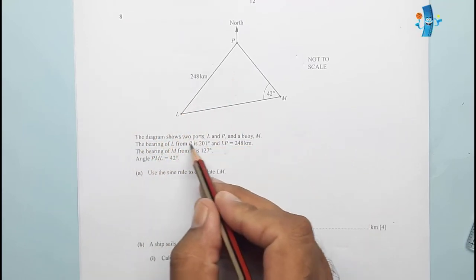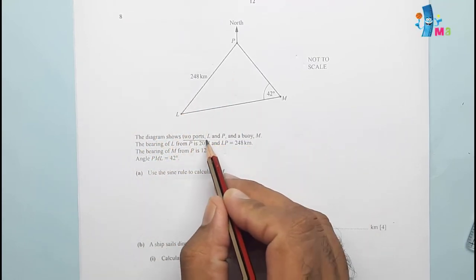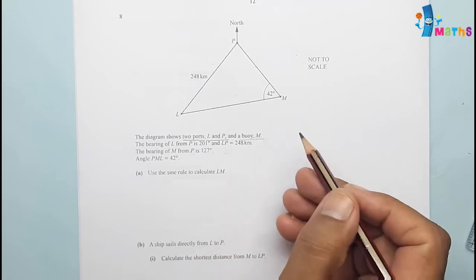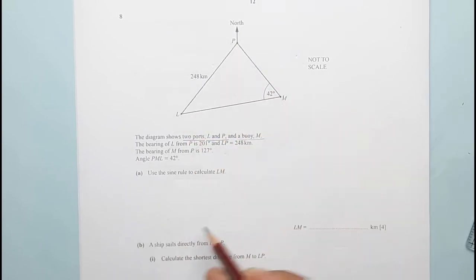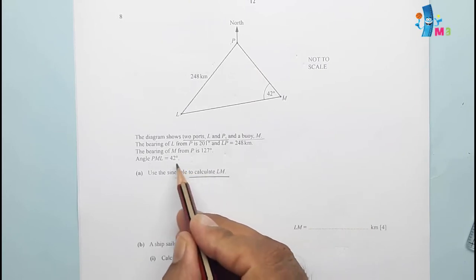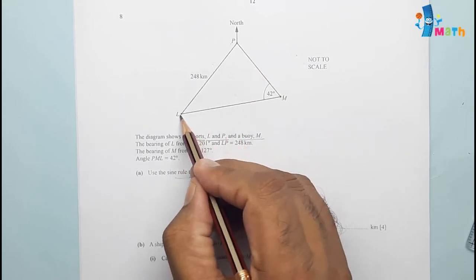This is question number 8. The diagram shows two ports, L, P and M. Use the sine rule to calculate LM. We have to calculate LM.